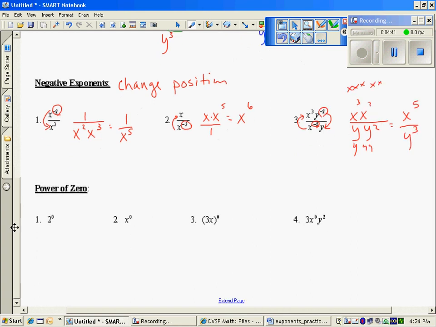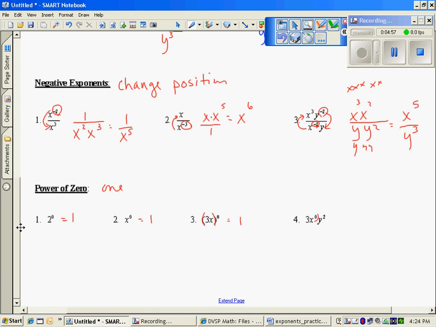And the power of 0, anything to the power of 0, is equal to 1. So even 2 to the 0 is equal to 1. X to the 0 is equal to 1. 3x, notice the parentheses mean everything in there has a power of 0. That's equal to 1.